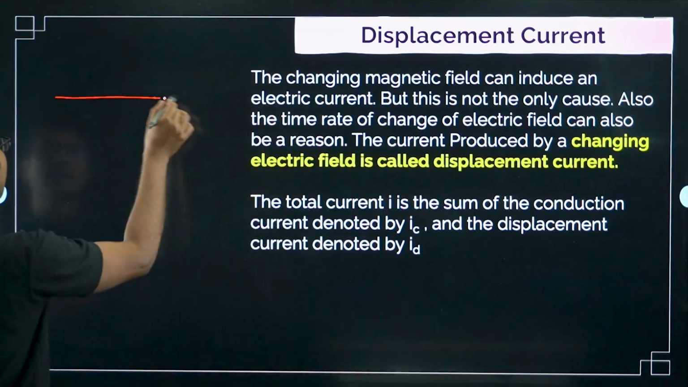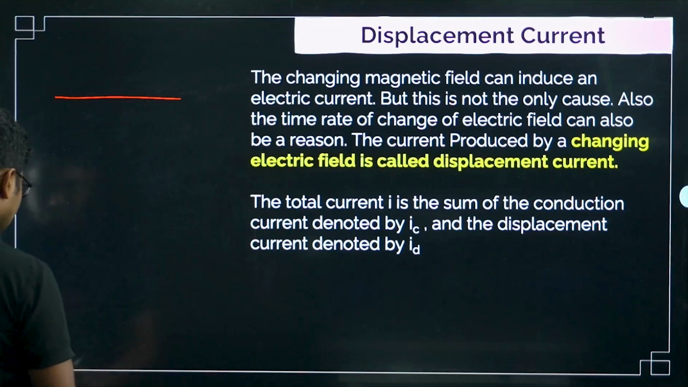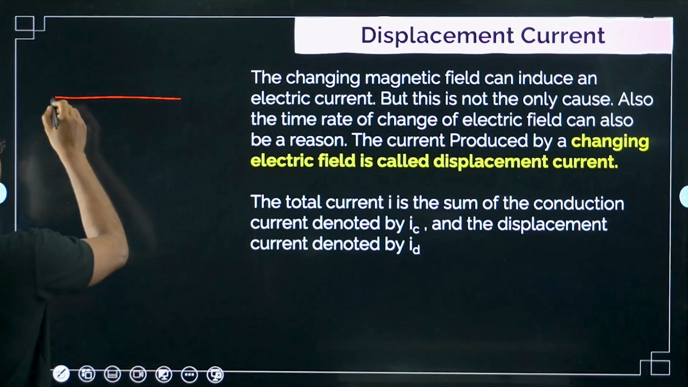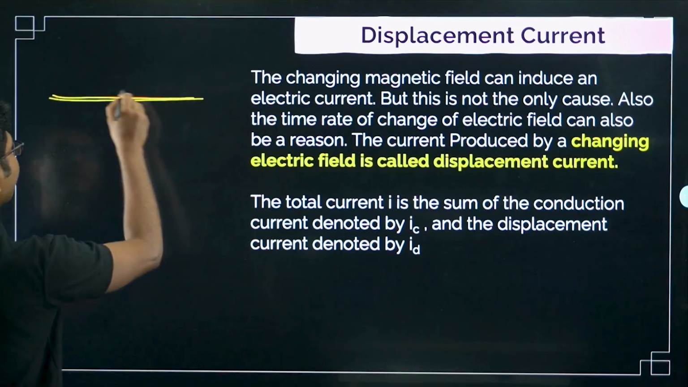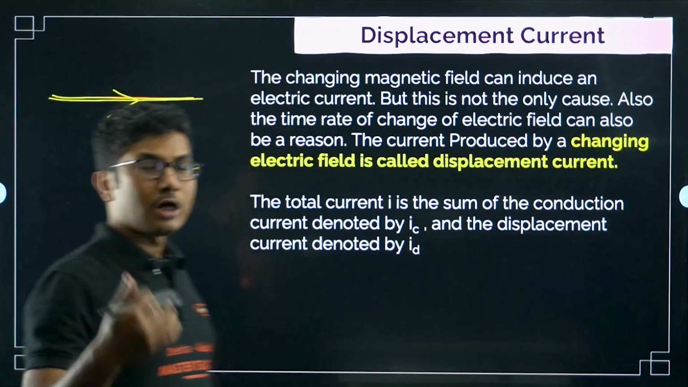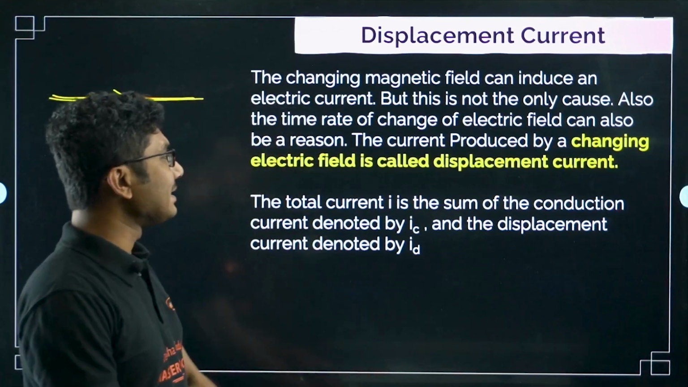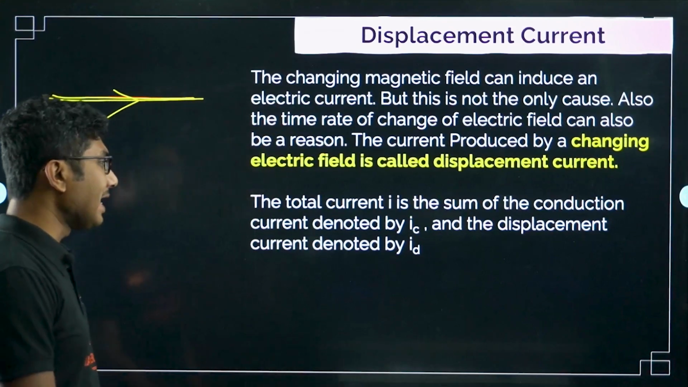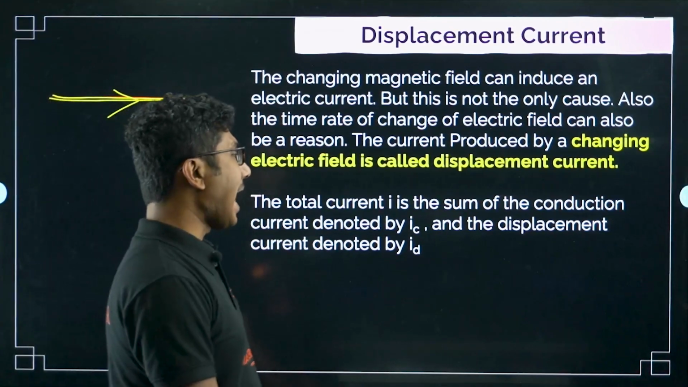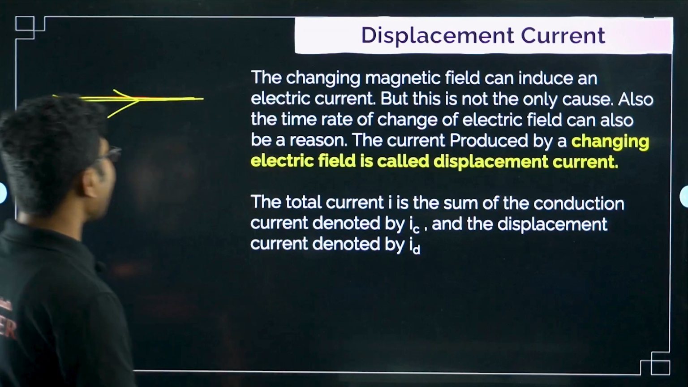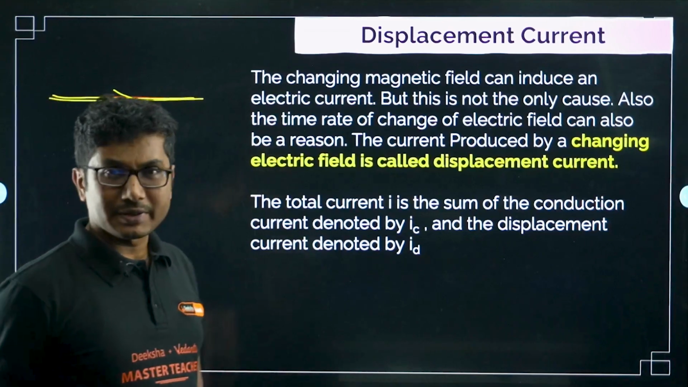What is a conduction current? If you have a conductor carrying some current, then this is called a conduction current. The total current I is the sum of the conduction current denoted by IC and the displacement current denoted by ID.